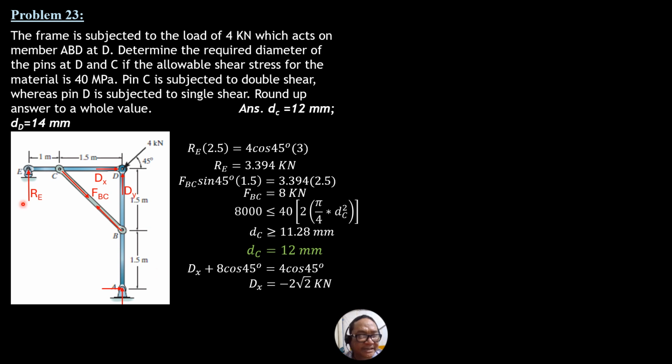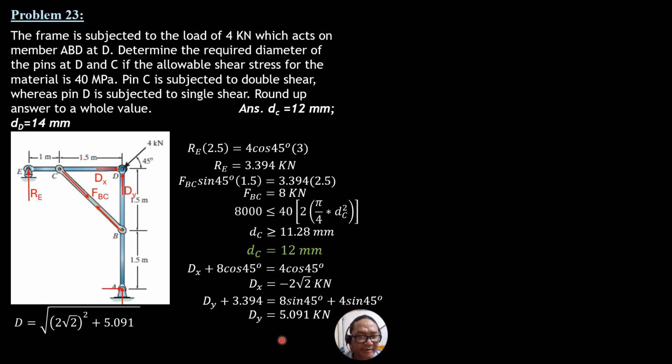Summation of forces in y equals 0. D sub y plus 3.394 R sub E equals 8 sine 45 plus 4 sine 45. So D sub y is equal to 5.091 kilonewtons. So that's 5,091 newtons. So D is the square root of 2 square root of 2 squared plus 5.091 squared. So the pin reaction at D or the force at pin D is 5.824 kilonewtons or 5,824 newtons.